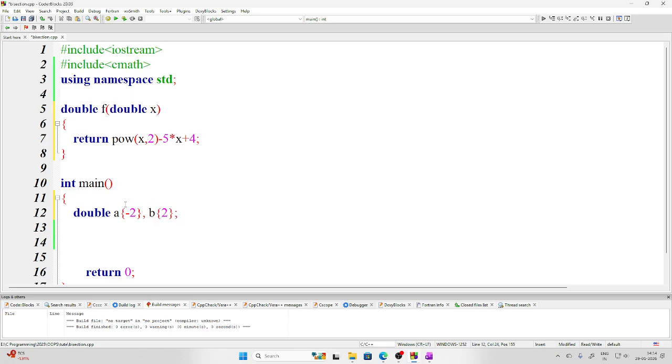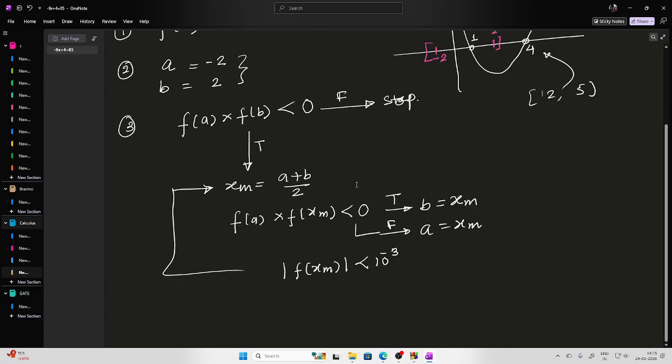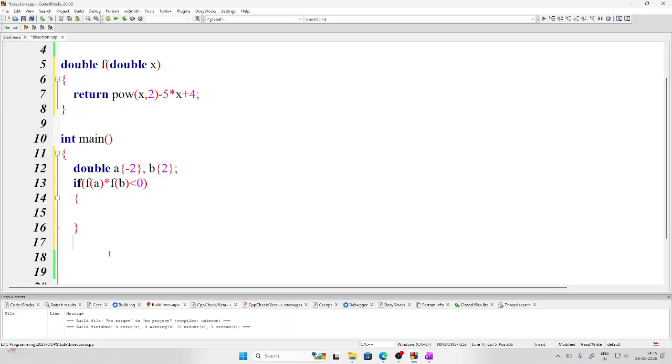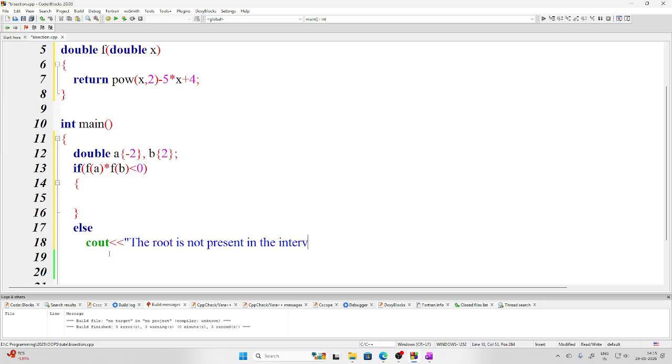Okay, once this is known to us, then we will be checking the condition that if fa times fb is less than 0. If this is less than 0, that means a root must be there in between a and b. Okay, then we have to do all the work which I have discussed here. If it is not, then you have to stop. So let us write the stopping criteria first. Else, what you have to do? You have to simply say the root is not present in the interval.